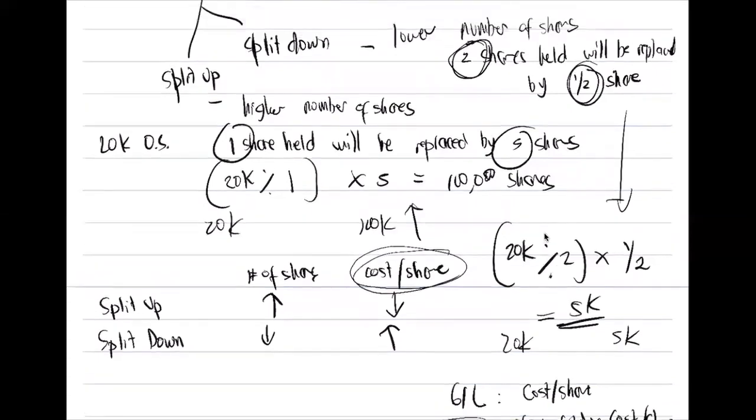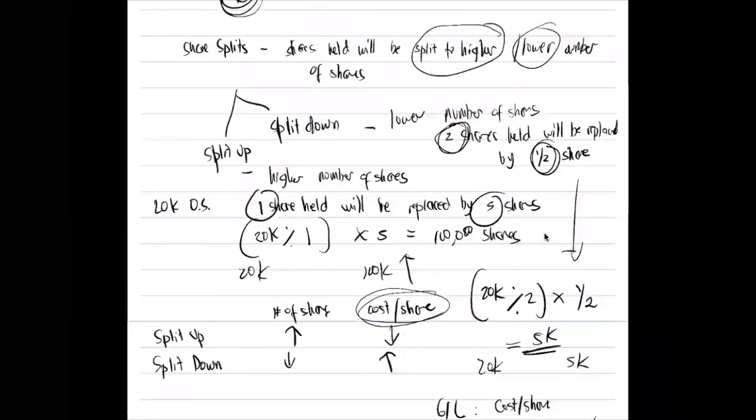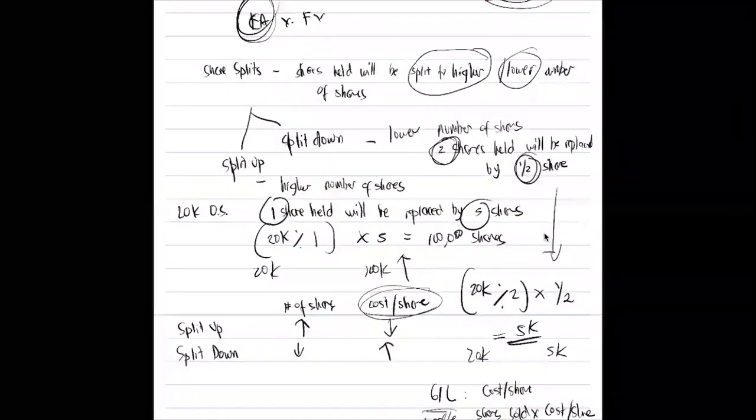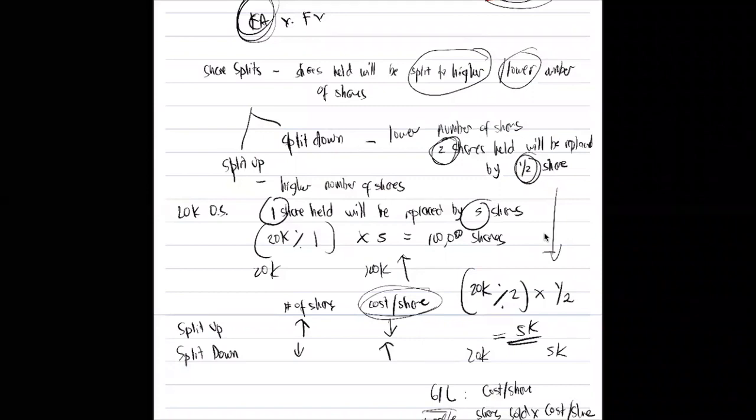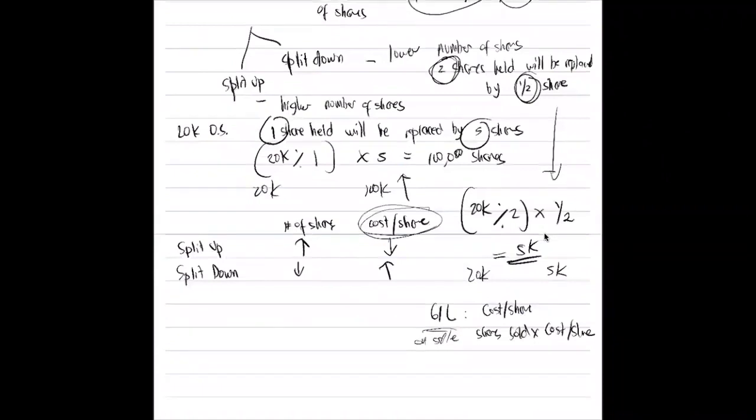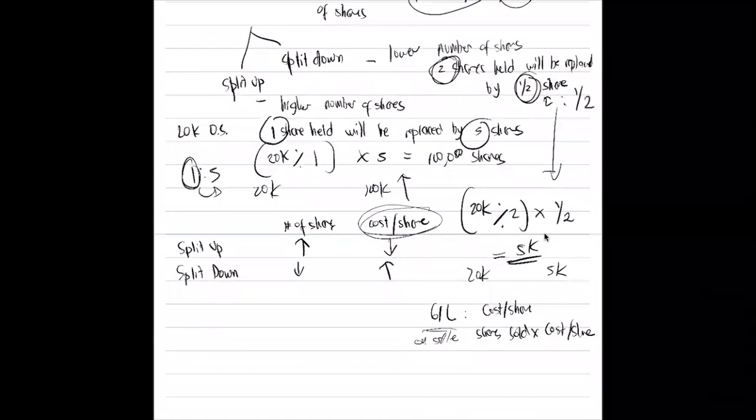That is for your share split. So it's either split up or split down. So split up, higher number of shares. Pagka split down, lower number of shares. So ang gagawin ninyo, yung shares held nyo, tapos yung exchange rate niya, kumbaga, parang 1:5 kasi yan. 1 share mo, magiging 5. 2 shares mo, magiging 1/2, parang ganun. So, split up or split down.